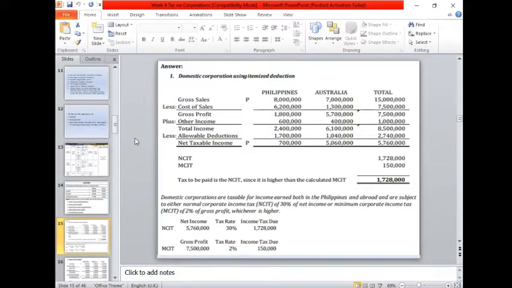So what are the rules? For the normal corporate income tax, it is 30% of the net taxable income. So 5,760,000 times 30% is 1,728,000. For the minimum corporate income tax, it is 2% of the gross profit, which is 7.5 million, that would be 150,000. Therefore, the normal corporate income tax is greater than the minimum corporate income tax. So the normal corporate income tax shall prevail, to be collected and paid by the corporation to the BIR.